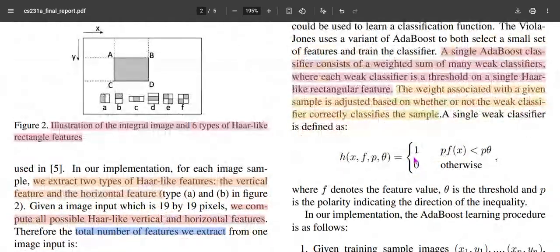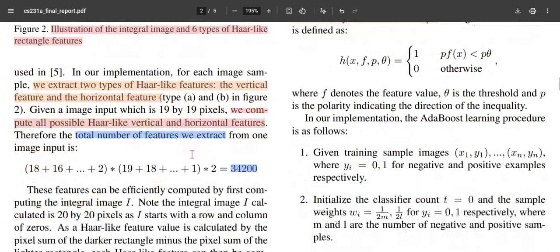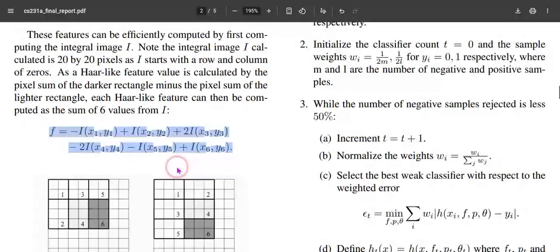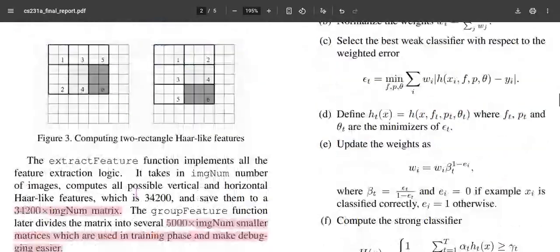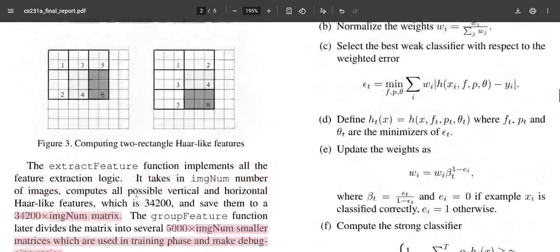Once we have the image representation, they use two types of Haar-like features, one vertical and one horizontal, which are represented in this figure. Using those features and certain summation setups, for a 20 by 20 or 19 by 19 pixel image we can extract almost 34,200 features. To extract those features, these equations are applied, which involve additions and subtractions over nearby regions. Once that is done, we put the features into a classification algorithm.